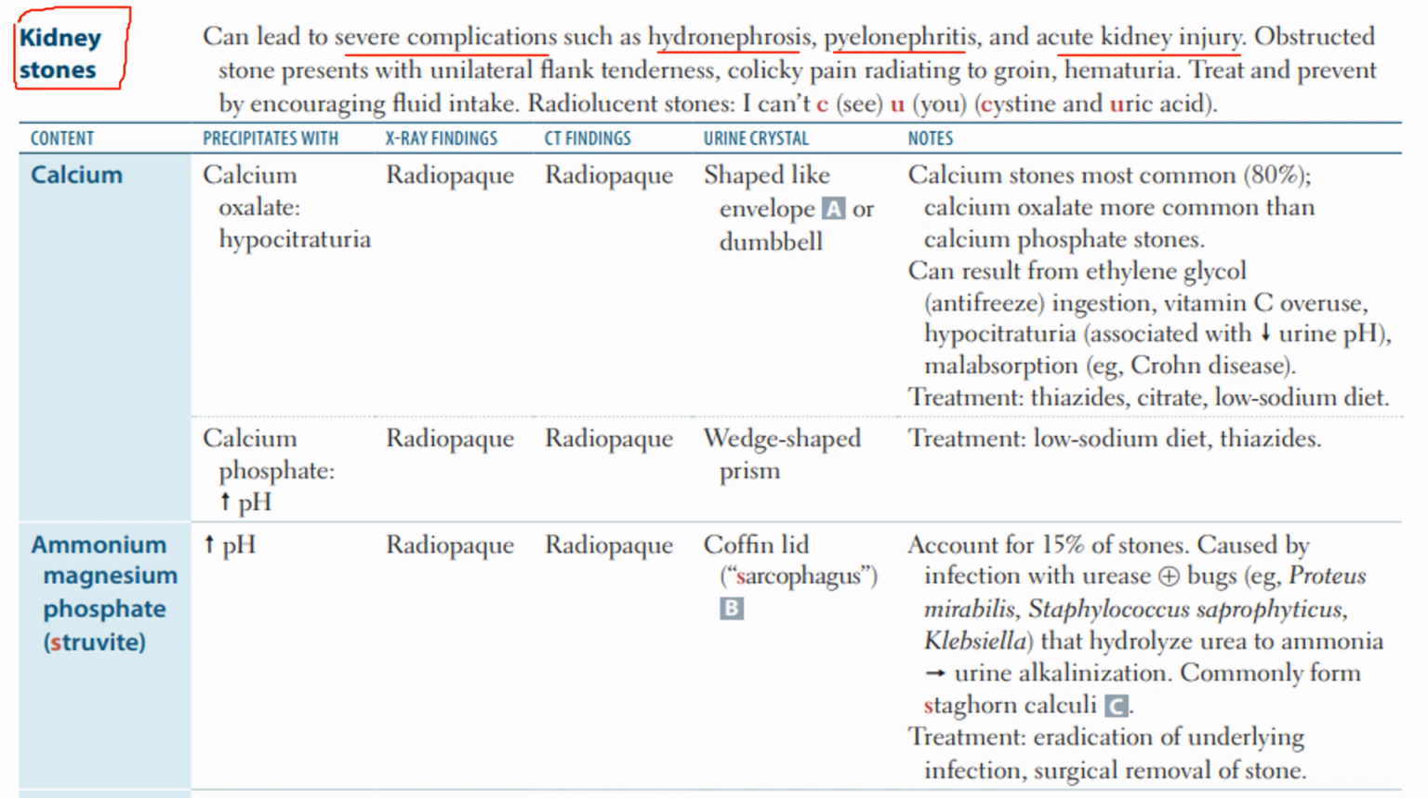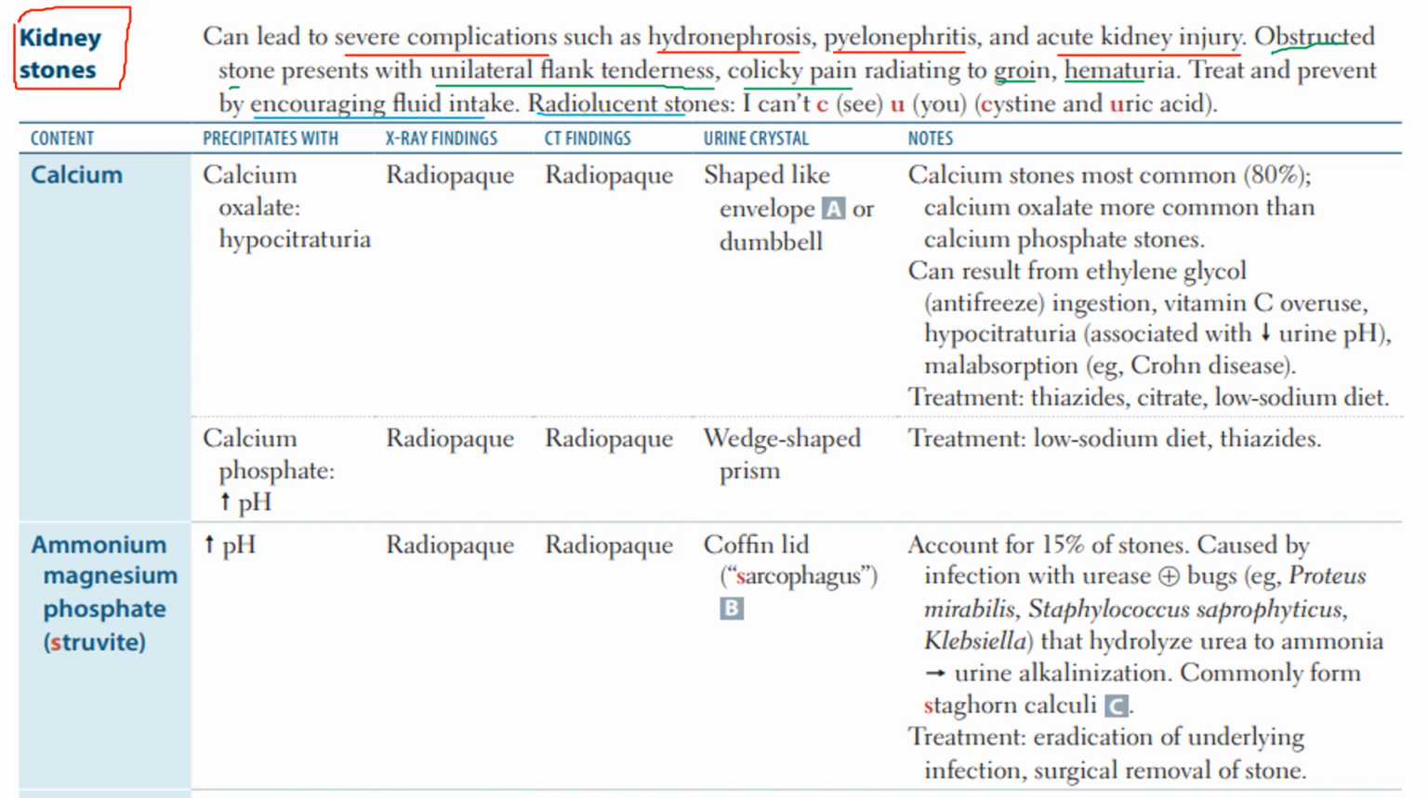An obstructed stone presents with unilateral flank tenderness, colicky pain leading to groin pain, and hematuria. Treat and prevent by encouraging fluid intake.